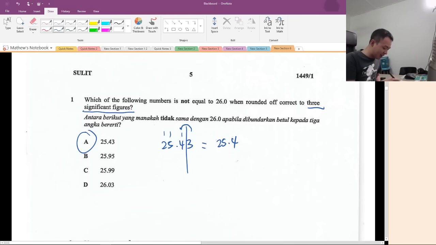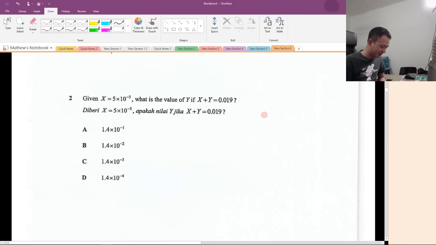So we can try 25.95. We remove this number. The 5 is going to add 1 to 9. Then this one will give you 26.0. This one 1, 2, 3. This one also 26.0. 1, 2, 3. This one also 26.0. So obviously the answer will be the only answer here. Alright, so let's move on to the next one.